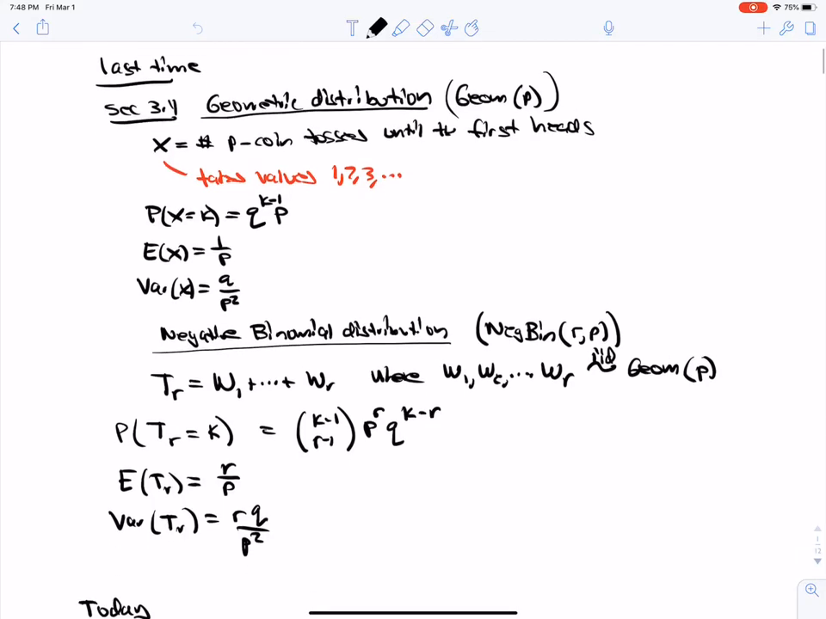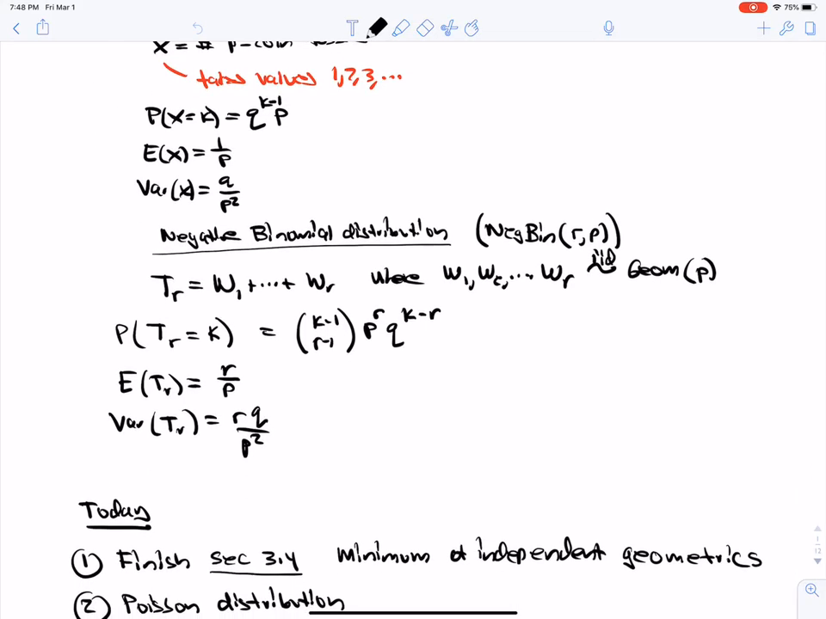squared. We also talked about the negative binomial distribution, or NegBin(r, p). This is a sum of r IID Geometric(p), and the probability that T_r is k has this kind of complicated looking formula, but it's not that hard if you think about it. We require the kth trial to be a success, so probability p.